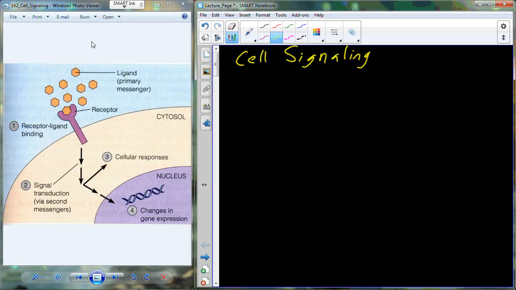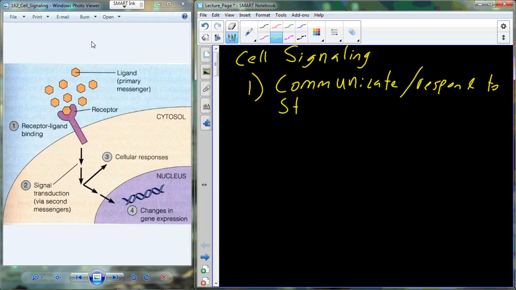And this is a cell's ability to respond and to communicate about stimuli. So we want to be able to communicate and we want to be able to respond to stimuli.